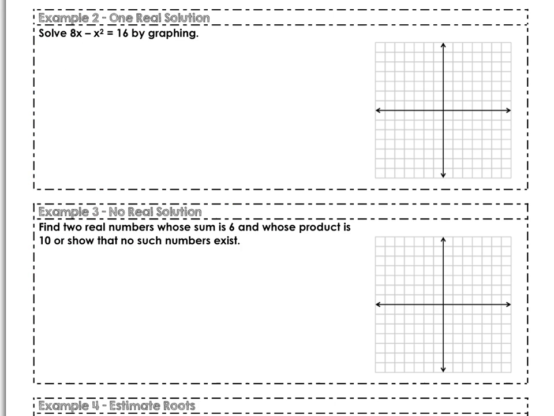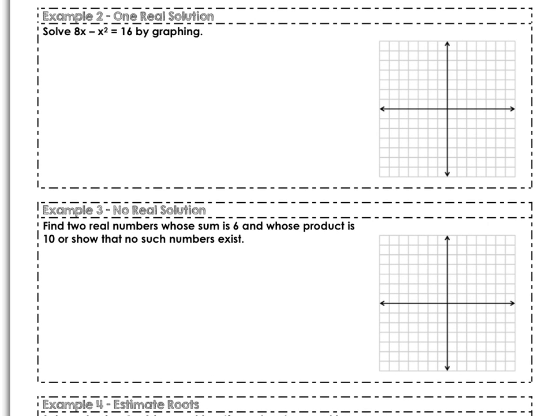All right, we're going to solve this next one by graphing as well. So we first need to get our 16 onto the other side by subtracting it. Okay? So we're going to get negative x squared plus 8x minus 16 is equal to 0. Once again, I'm solving by graphing, so I'm going to look for where I cross the x-axis.